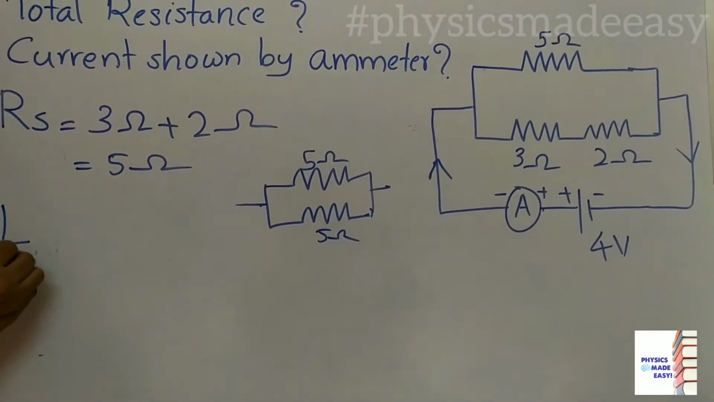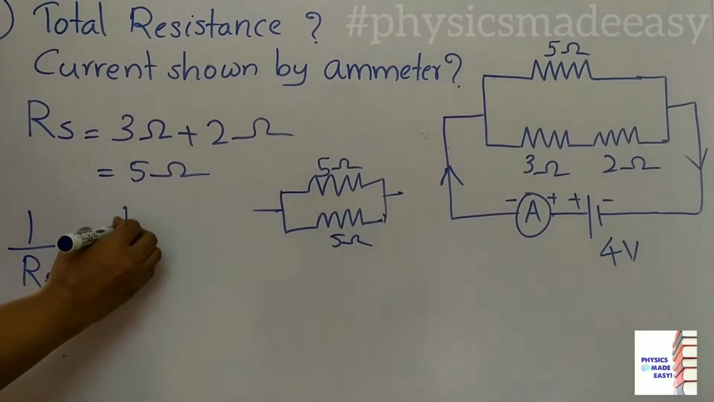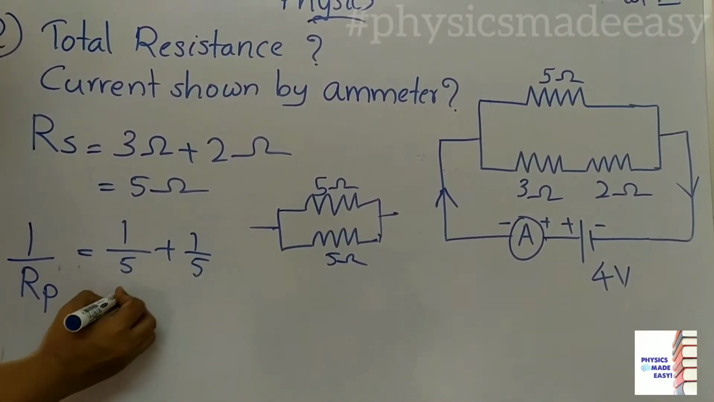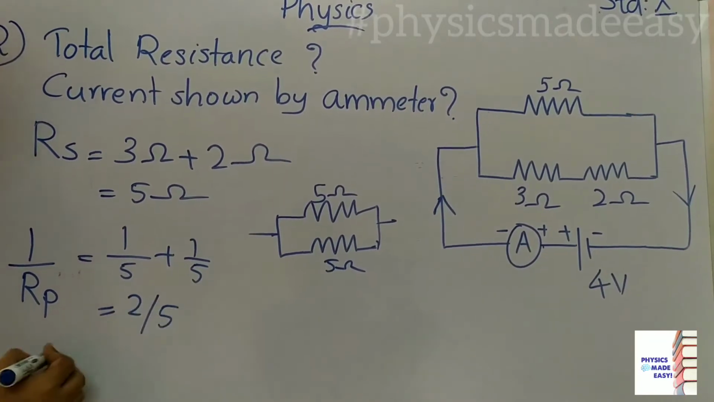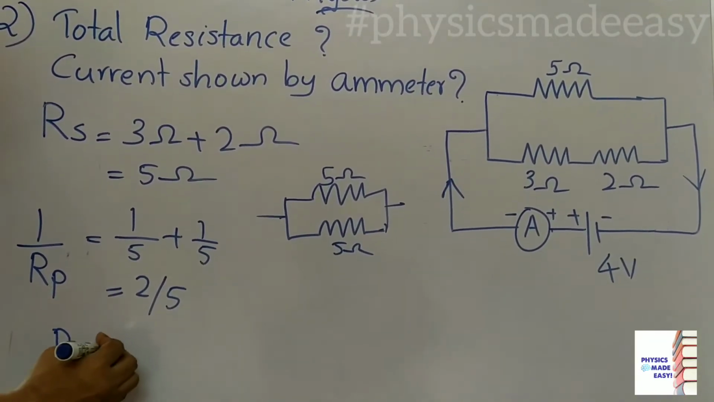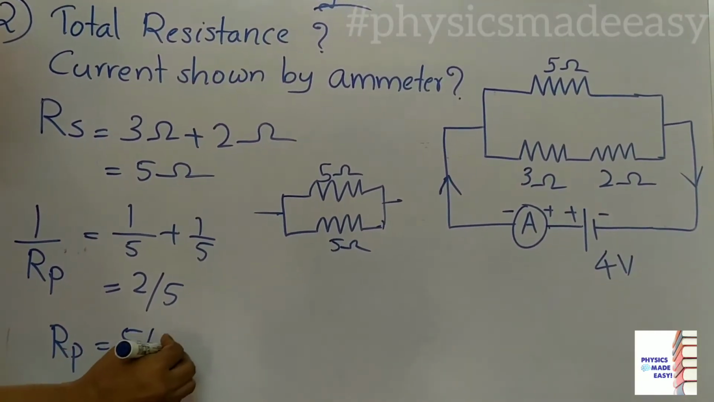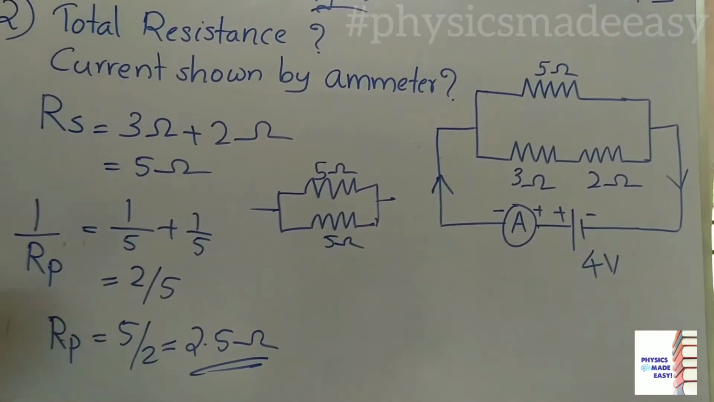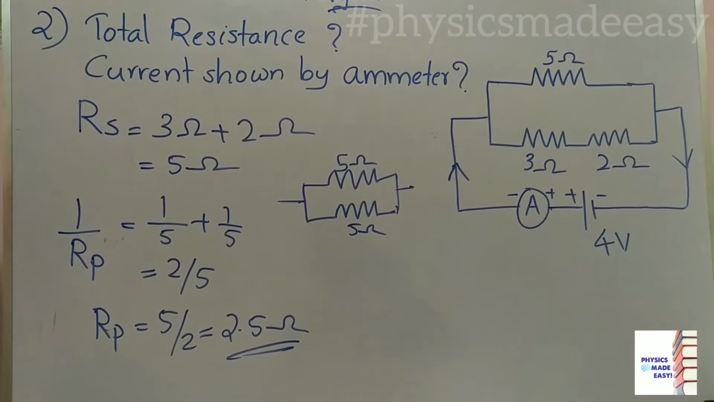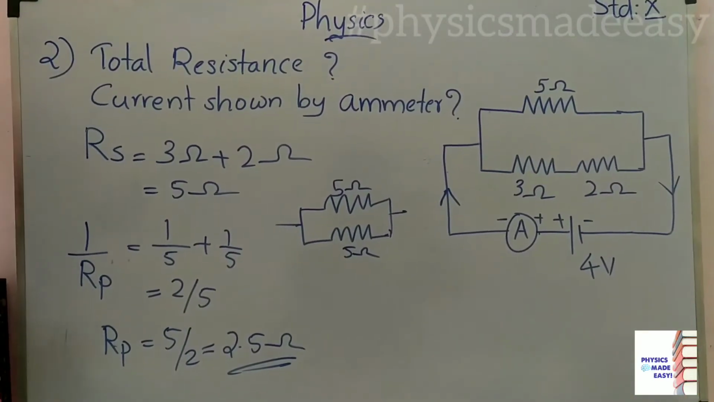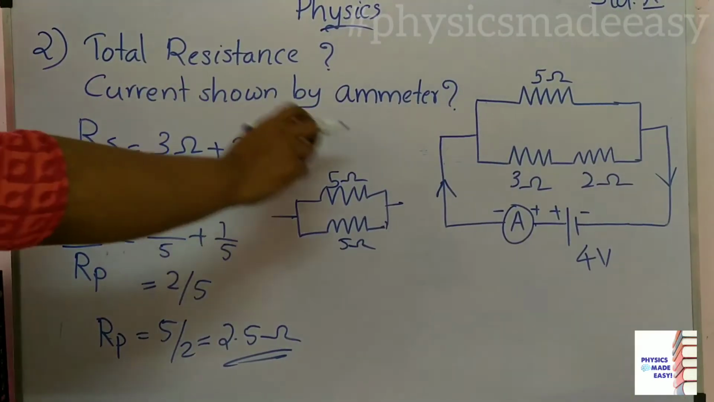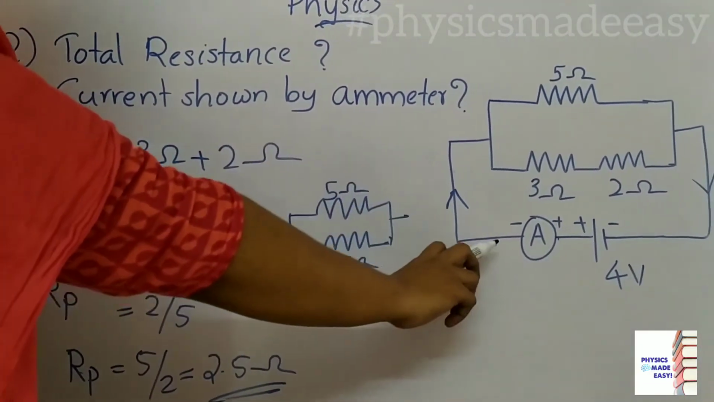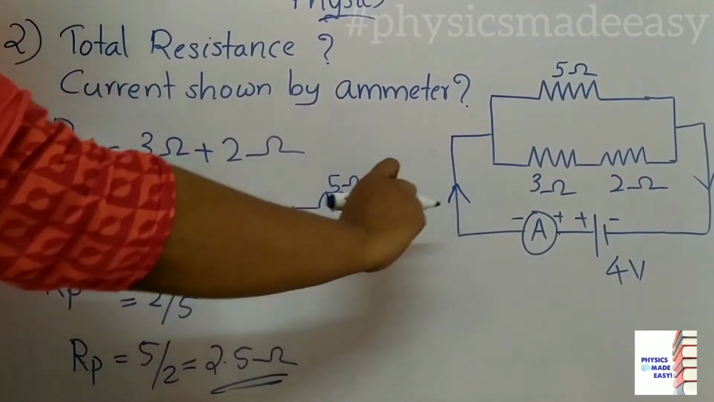We can write 1 by Rp is equal to 1 by 5 plus 1 by 5. Then you will get this as 2 by 5. Then Rp is equal to 5 divided by 2, that is equal to 2.5 ohm. This is the effective resistance in the circuit. Now we have to find the current shown by the ammeter. Here you can see the ammeter. Current shown by ammeter means that is the total current flowing through the circuit.